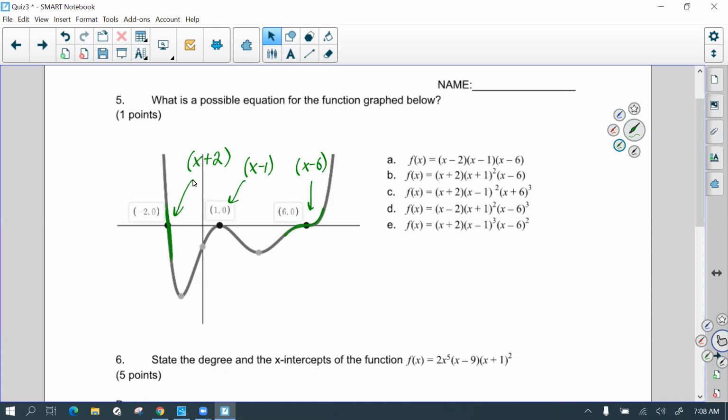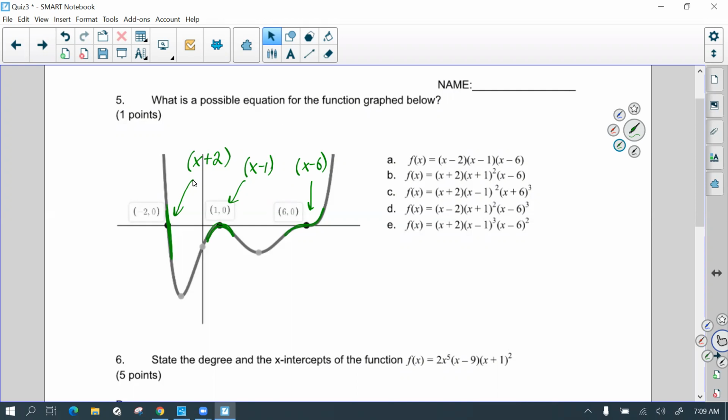So that means those occur an odd amount of times. And at +1, it is tangent to it. So that occurs an even amount of times. So x minus 1 as a factor could be to the 2nd power, or to the 4th power, or to the 6th power. It just has to be an even amount of times.